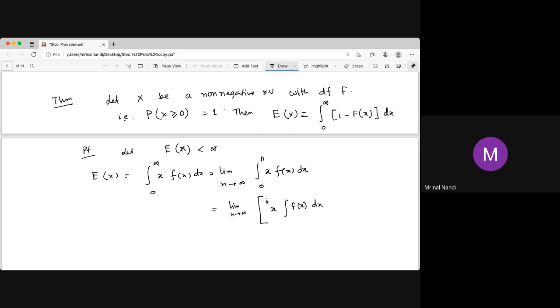And then its value from 0 to n minus the derivative of x, which is 1, and the integration of f, which is capital X, from 0 to n. Now put x equal to 0, this is 0. Put x equal to n, this gives the limit n tends to infinity of n Fn minus the integration from 0 to n of f(x) dx.